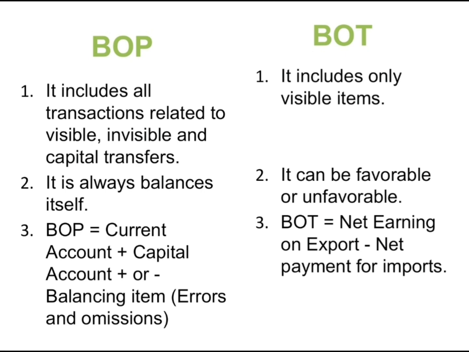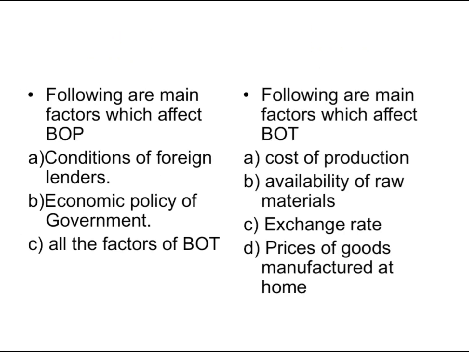Lastly, BOP consists of current account, capital account, and balancing item, errors and omissions, and BOT includes net earning on export minus net payment for imports. The main factors which affect BOP are conditions of foreign lenders, economic policy of government, and all the factors of BOT. However, the main factors which affect BOT are the cost of production, availability of raw materials, exchange rate, and prices of goods manufactured at home.